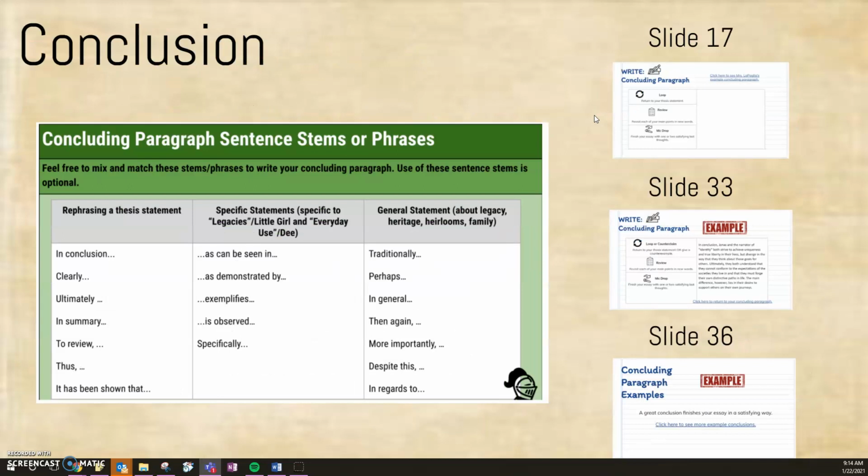Finally, you'll need to write your concluding paragraph. The concluding paragraph should be structured by rephrasing your thesis statement, giving a specific statement that talks about Legacies and Everyday Use, and then a general statement about legacies, heritage, heirlooms, and family. You are welcome to use these sentence stems to phrase your work. You can see an example on slide 33 and additional examples on slide 36. Please pause the video to write your conclusion now.